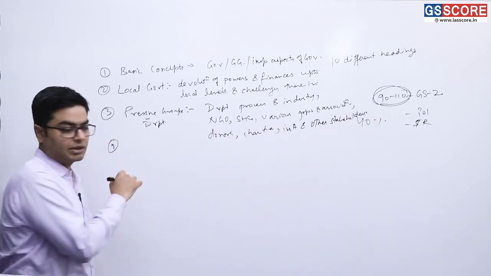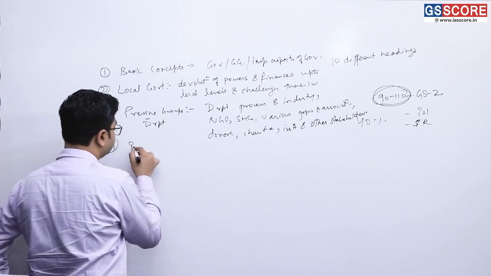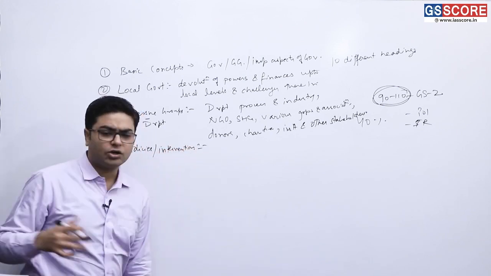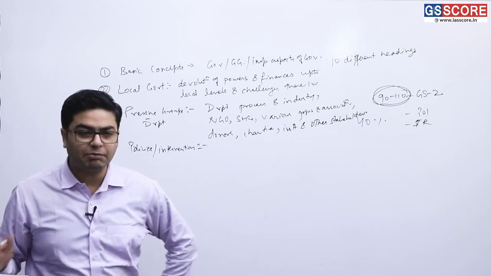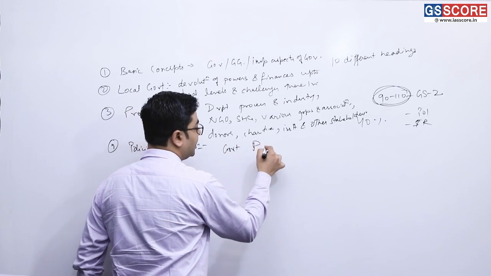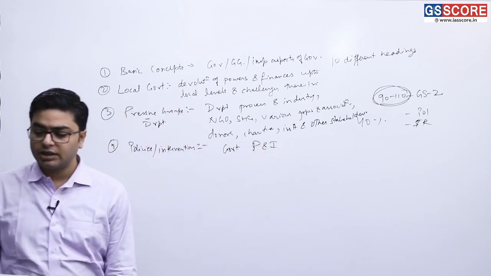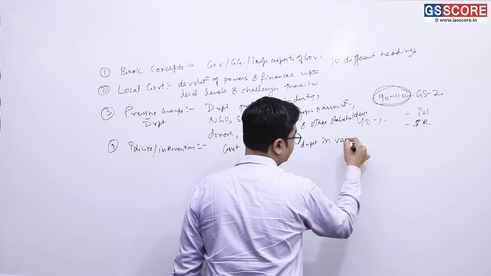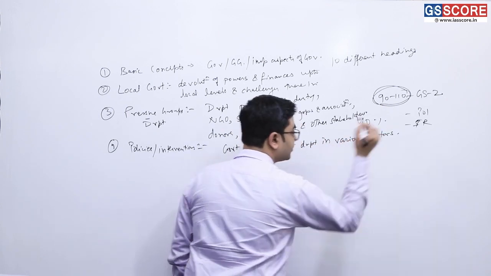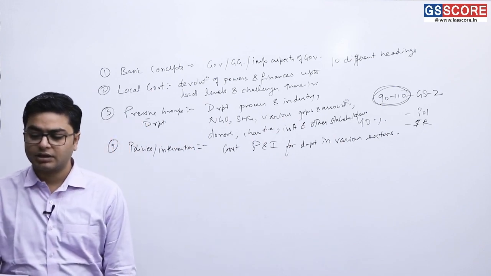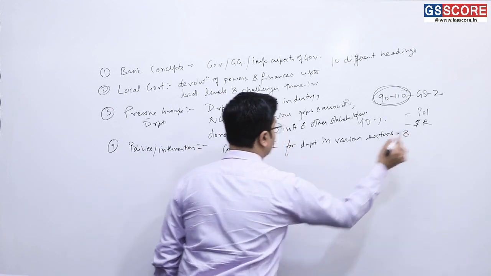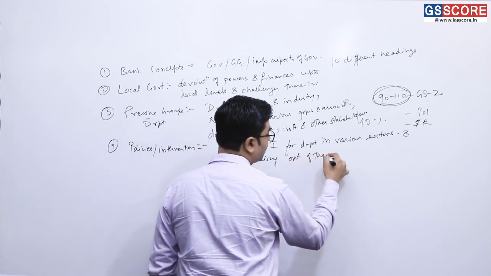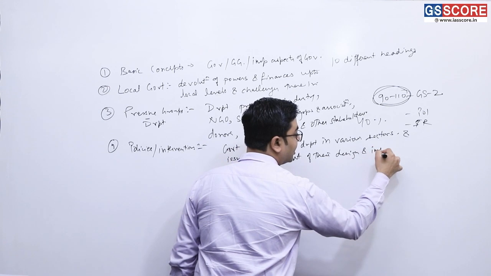The next head is about policies and interventions, where we talk about government policies and interventions for development in various sectors, and issues arising out of their design and implementation.